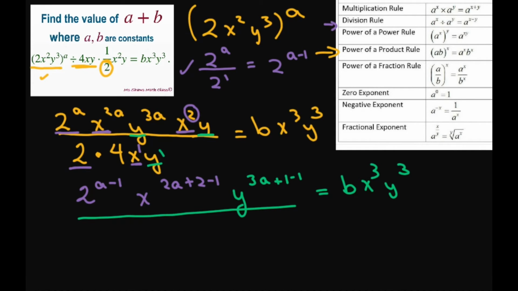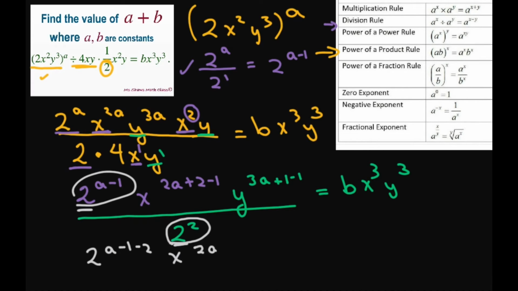Which I can call 2 squared, right? So now that I have the 2 squared here, I'm going to go ahead and combine this with this base here. So this is going to be 2a minus 1 minus 2. So that takes care of that. This is going to be x to the power of 2a, and this is going to be plus 1. This is going to be y to the power of 3a. This just equals 0. Then we have bx cubed y cubed.